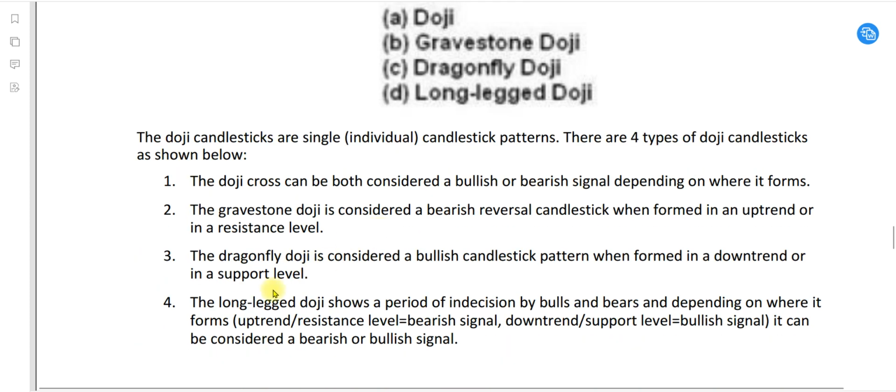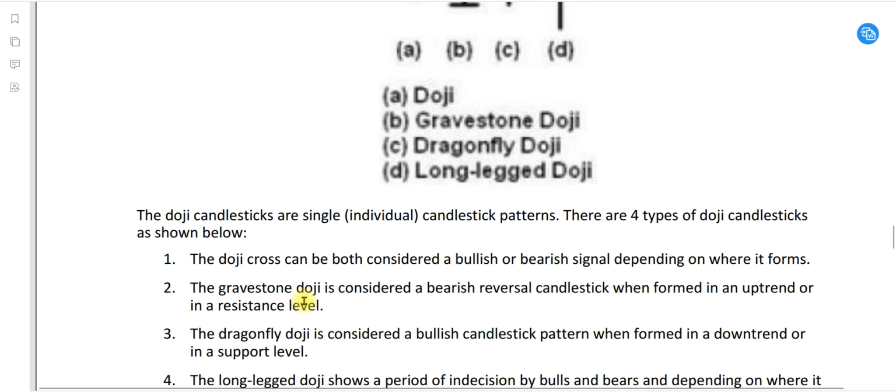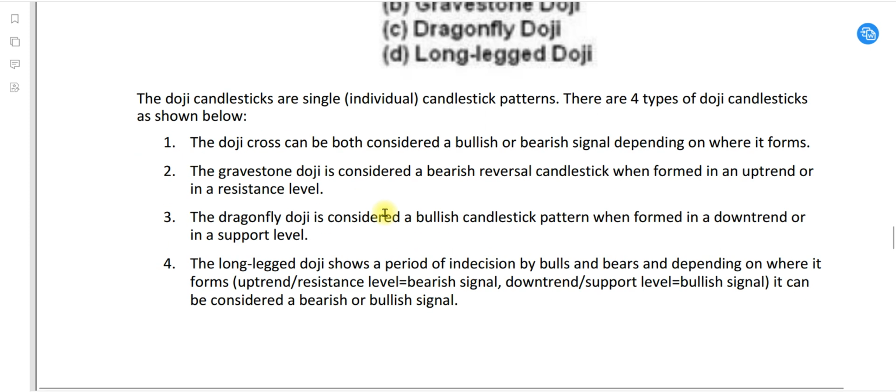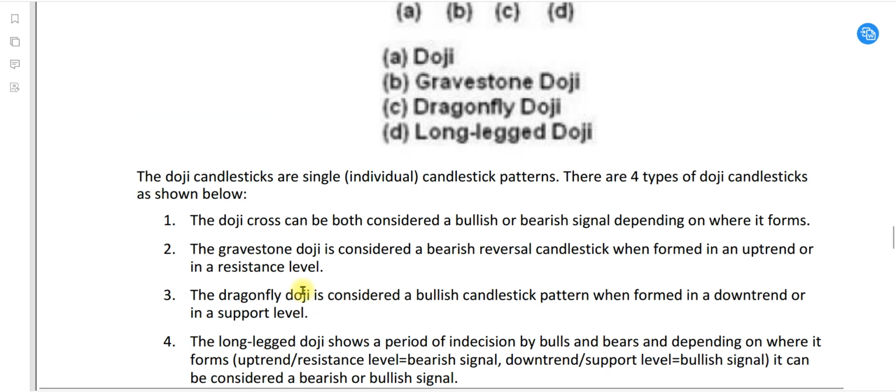The last one is the long-legged Doji. We call it long-legged because the up and the down of the cross are longer than the normal Doji cross. That's why it is called a long-legged Doji. It shows a period of indecision between the buyers and the sellers, or the bulls and the bears, depending on where it forms. If it forms in an uptrend or at a resistance level, it is a bearish signal, and if it forms in a downtrend or at a support level, it is a bullish signal. It can be considered bearish or bullish, just like the Doji cross.